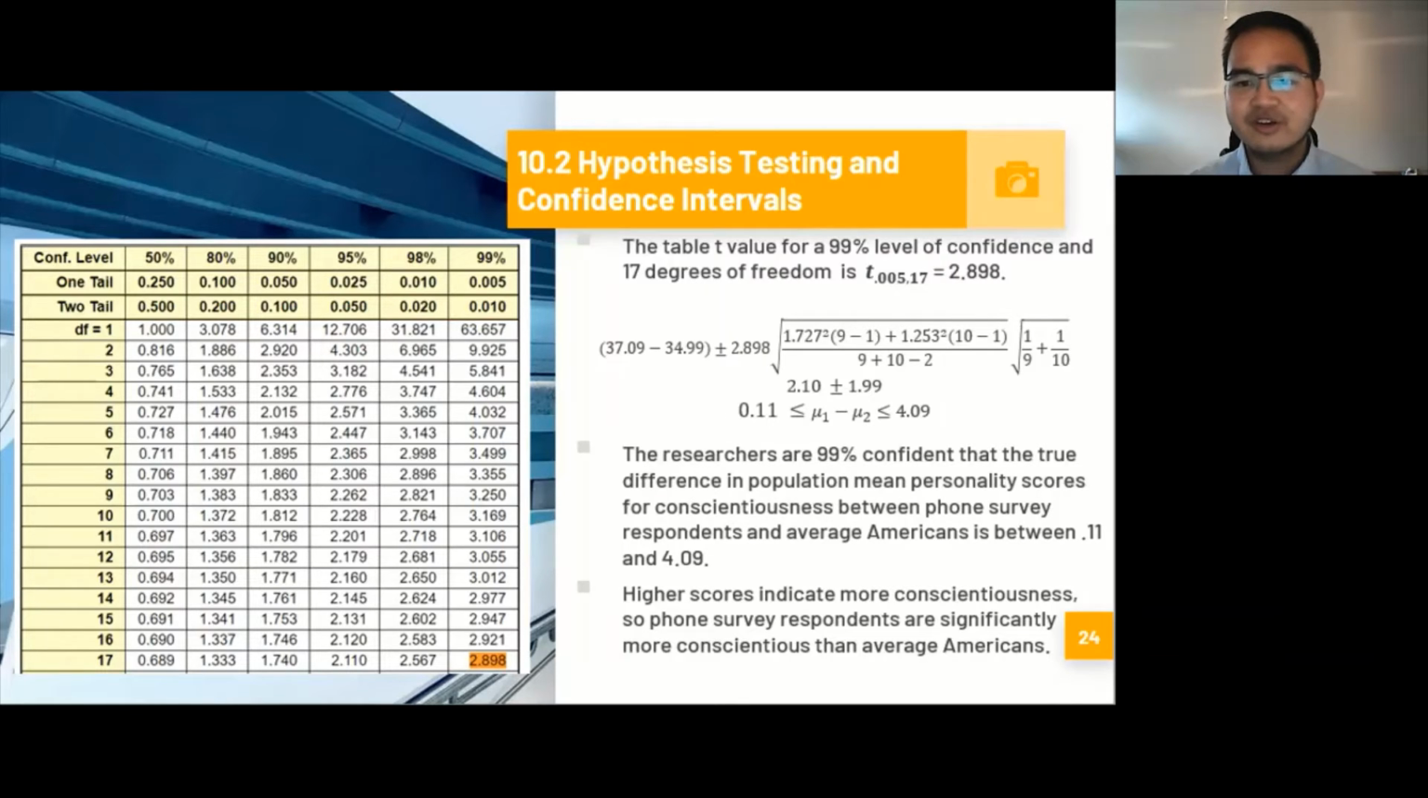So here, the researchers are 99% confident that the true difference in population mean personality scores for conscientiousness between phone survey respondents and average Americans is between 0.11 and 4.09. Higher scores indicate more conscientiousness, so phone survey respondents are significantly more conscientious than average Americans. So that's it on the hypothesis testing. What we just need to do is first know the formula to be used, and then identify the values for each of the statistical signs and properly substitute them to arrive at the answer.